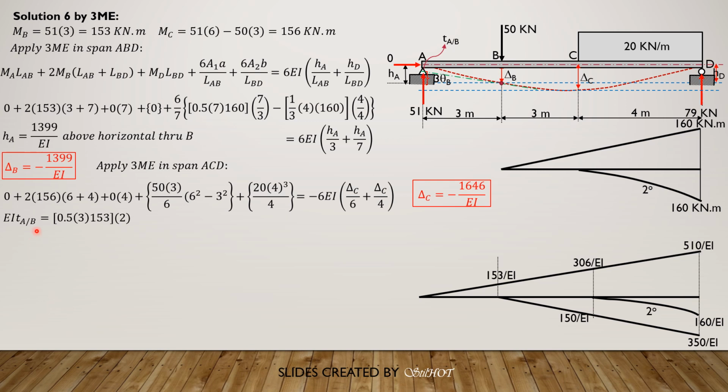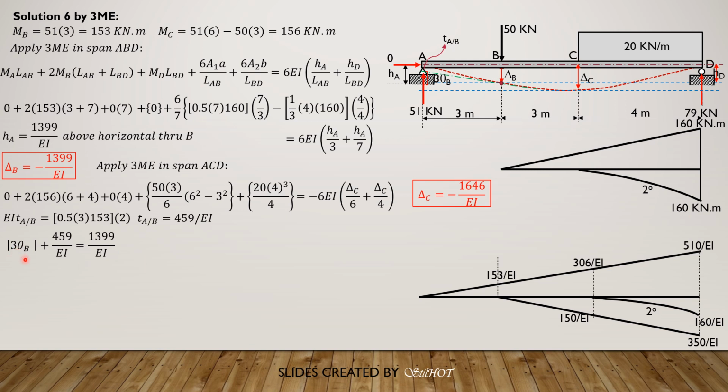HA is equal to delta B. So EI times the deviation of A relative to B is the moment of this area with respect to A. So 1/2 of 3 times 153 over EI. The moment arm with respect to A is 2, 2/3 of 3 is 2. So that would be the deviation of A relative to B, 459 over EI. Then equate the absolute value of 3 theta B plus the deviation of A relative to B equals delta B, or HA, and it is 3099 over EI.